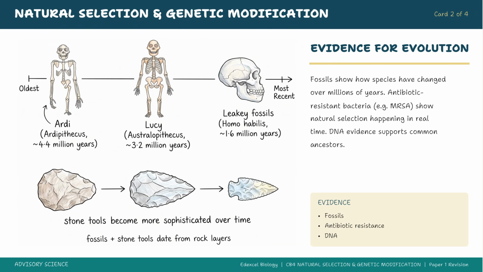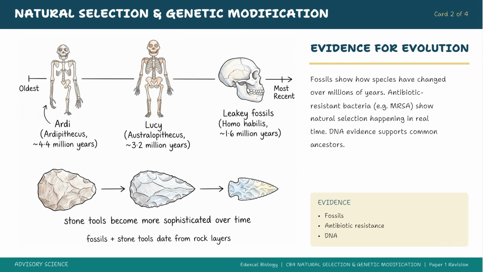And the much later fossils discovered by the Leakey family. The development of stone tools over time and the way archaeologists date them from the rock layers they're found in also counts as evidence of human evolution. Antibiotic-resistant bacteria show evolution happening in real time within decades. And this is because they divide and grow so fast. And modern DNA studies reveal close genetic relationships between species.